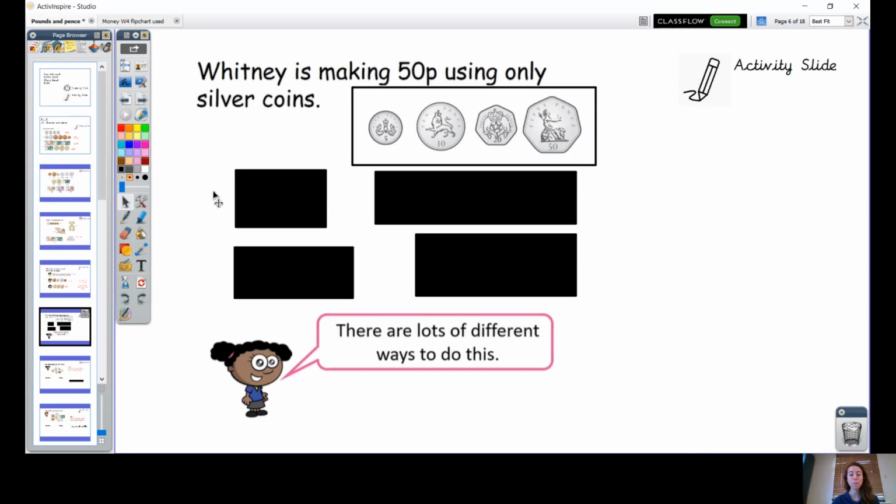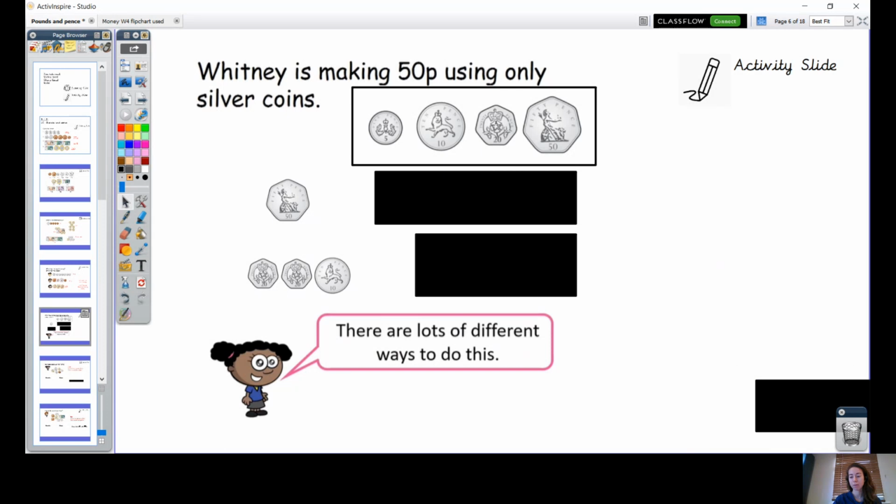Okay, so you might have come up with different solutions to me, but let me show you a few examples of what you might have decided. So you could have just had a 50p coin. That would have totaled 50p. You might have come up with a 20p, another 20p and a 10. That totals 50p too.